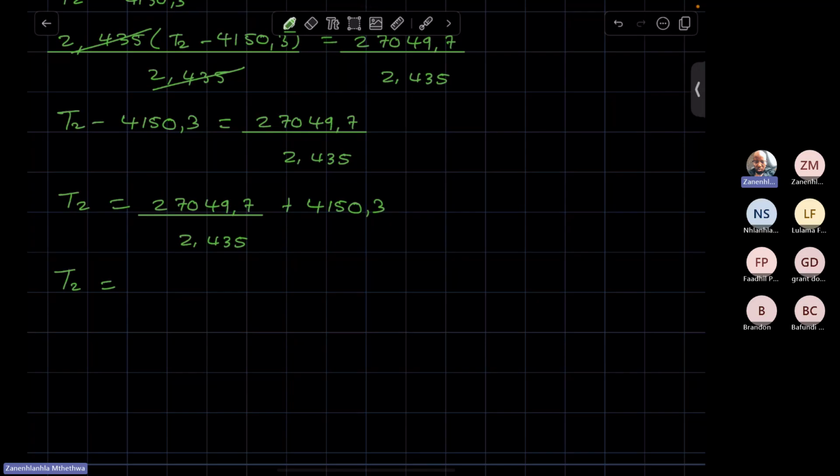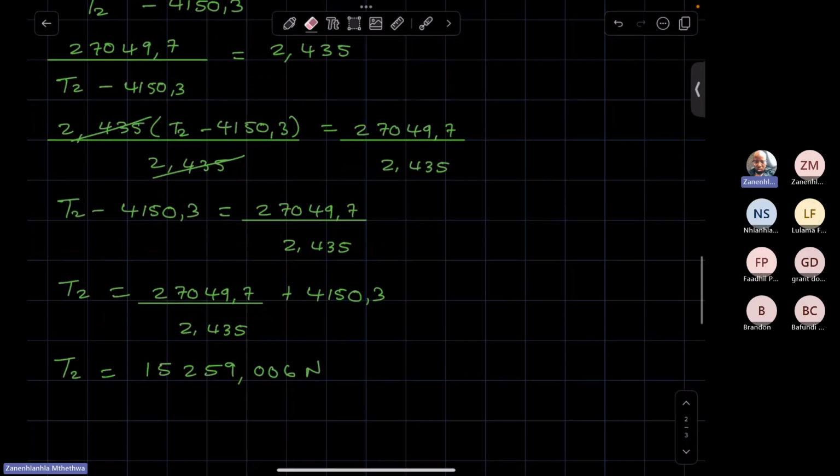So we have 27049,7 over 2,435, all of this plus 4150,3. So I'm getting here 15,259,006 newtons. Right, 27049,7 divided by 2,435. Yes. So that is what I'm getting.